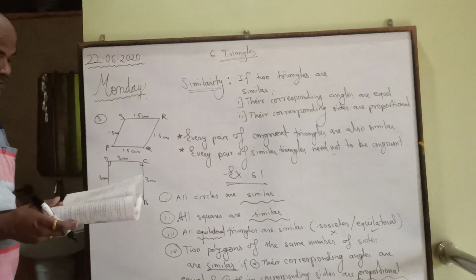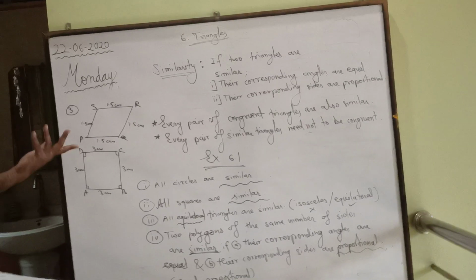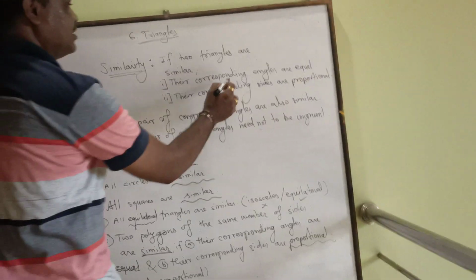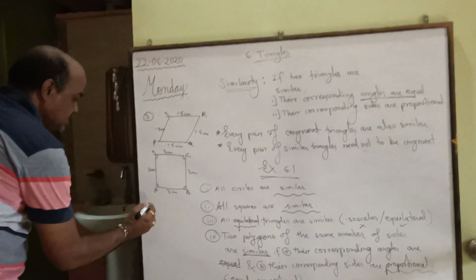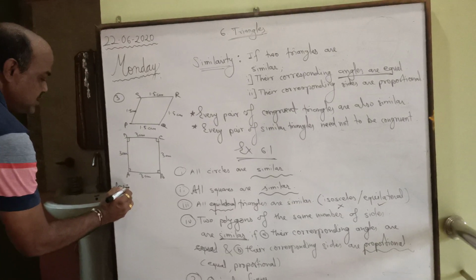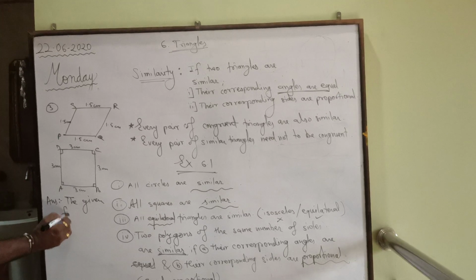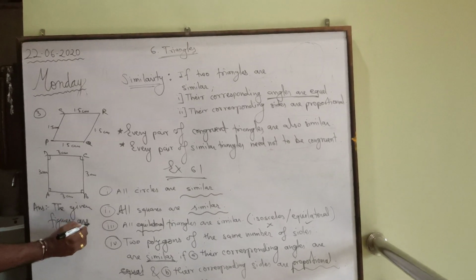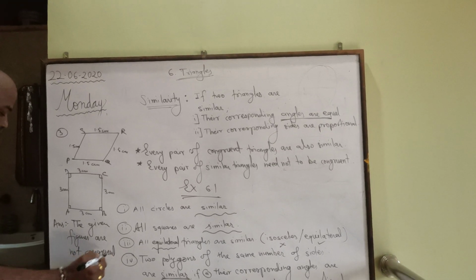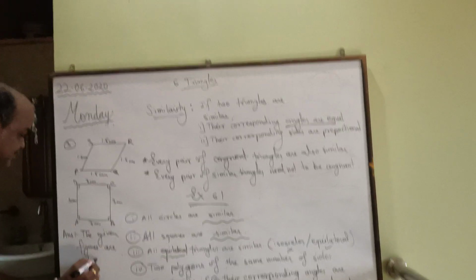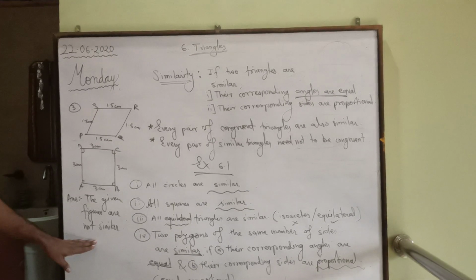So what we have to do? We have to just check whether these are similar or not. Very easily you can see here that the corresponding angles of these two figures are not equal. So what must the answer be? The given figures are not similar.